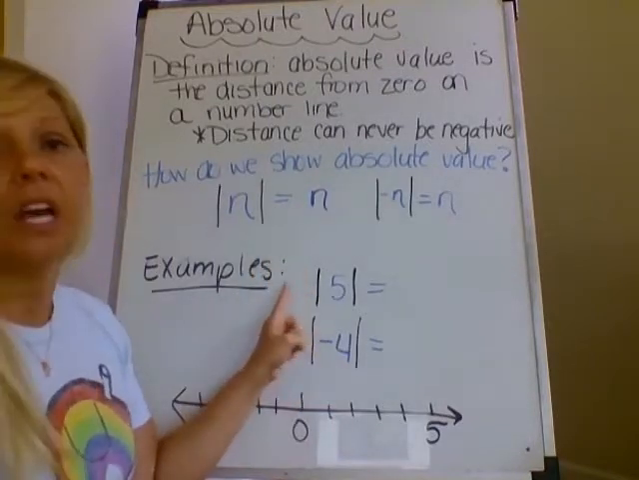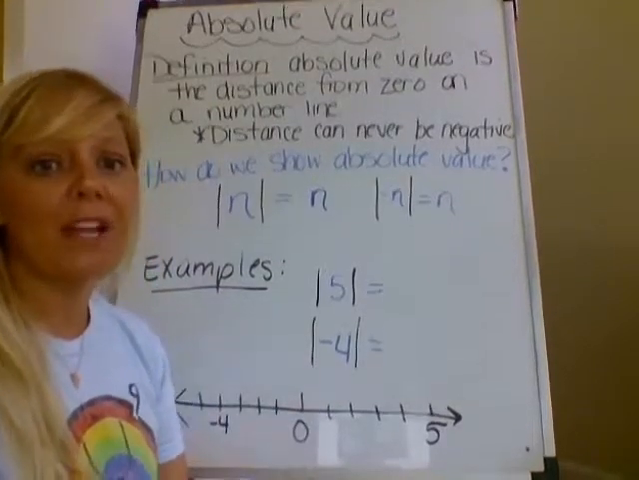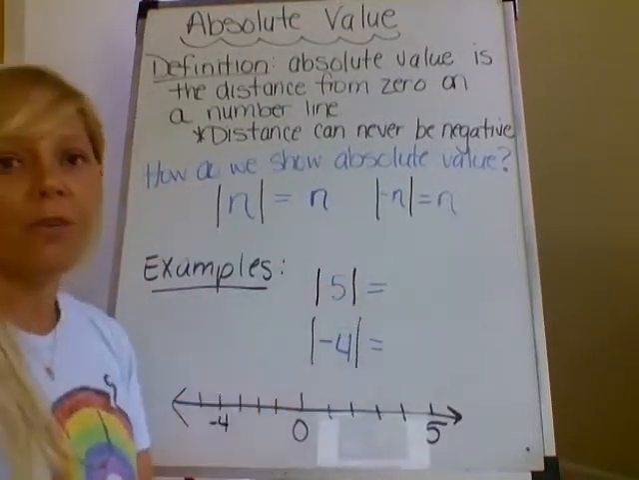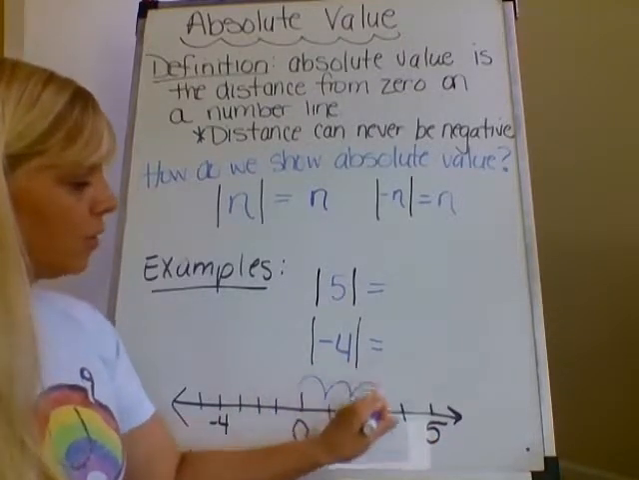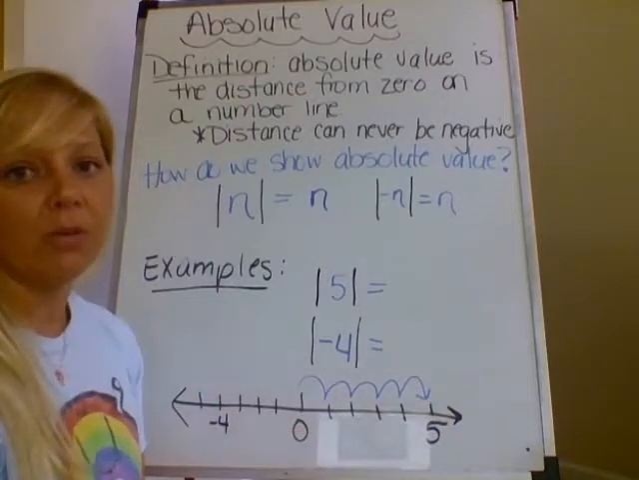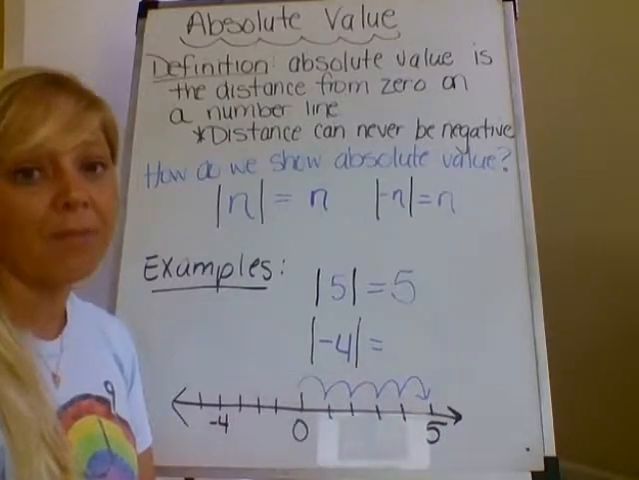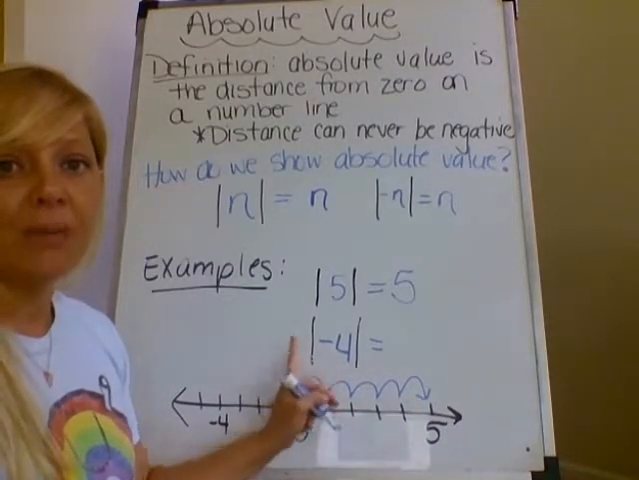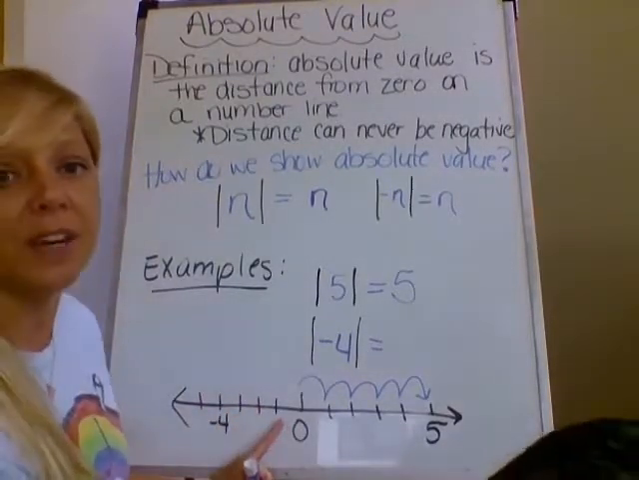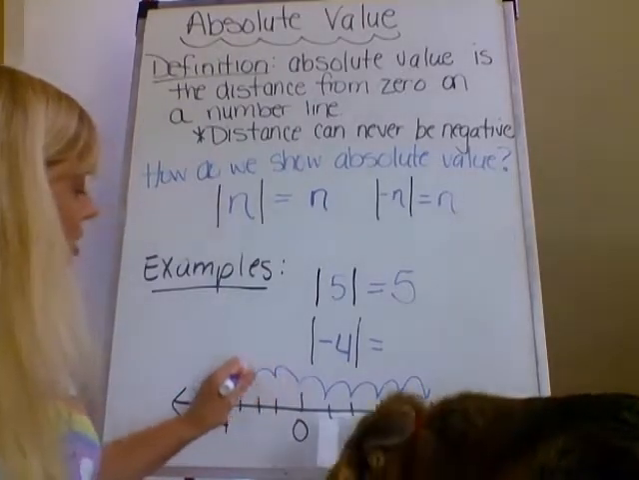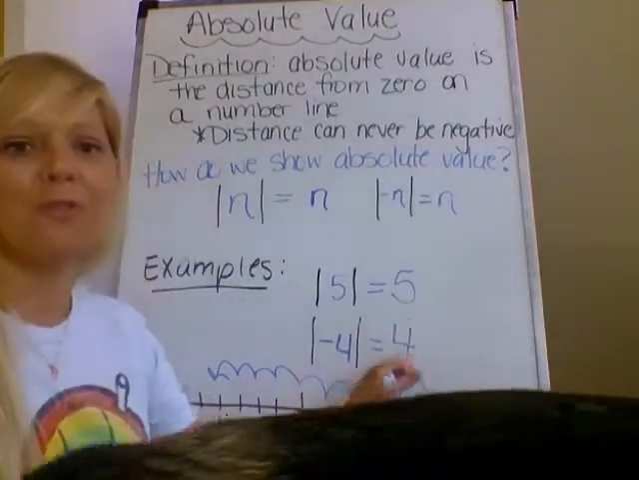So here are some examples. I have the absolute value of 5 and the absolute value of negative 4. If I look at this on the number line, the absolute value of 5 is how far it is from 0 to 5. If I bunny hop over, 1, 2, 3, 4, 5, the absolute value of 5 is 5. What about negative 4? How far is it from 0 to negative 4? It is 1, 2, 3, 4 spots. So the absolute value of negative 4 is 4.